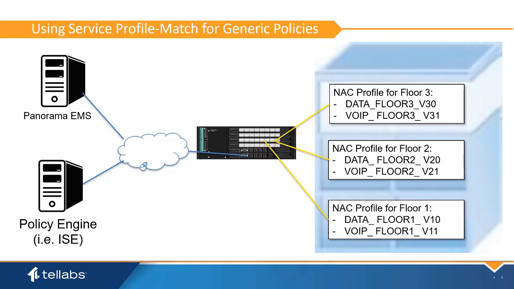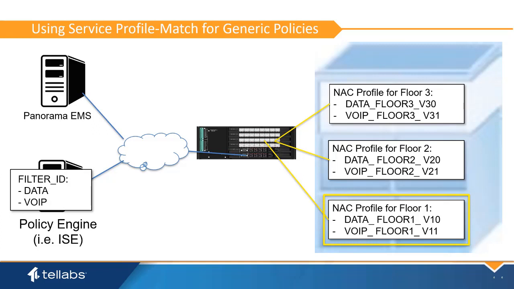In the EMS, all ports on each floor could be assigned with a NAC profile with all VLANs used on that floor. Local policies can then be used to assign profiles to ports within a facility or geographic region. The actual policies within our policy engine can then be generic and would rarely need to be changed, even when adding new facilities.